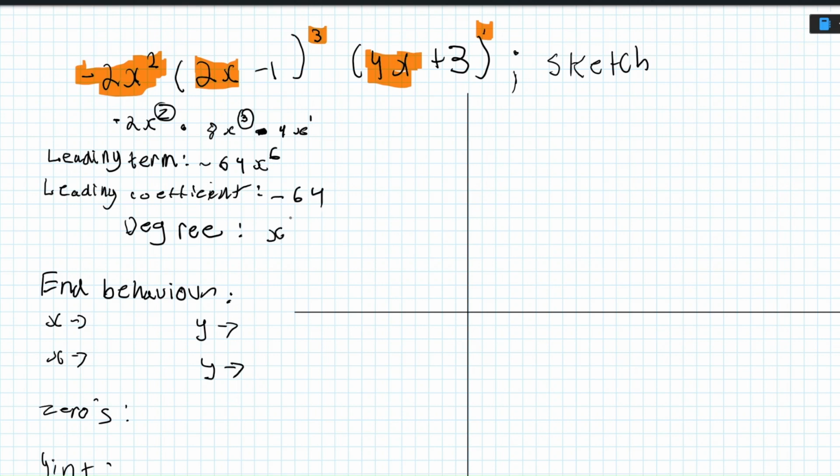Since 6 is an even number, we know our graph endpoints will be in the same direction. Because our degree is even and our leading coefficient is negative, both ends of the polynomial will open downward. Let's write that out using proper limit notation. As x approaches negative infinity, y approaches negative infinity, and as x approaches positive infinity, y also approaches negative infinity.